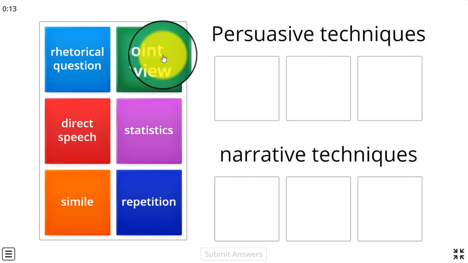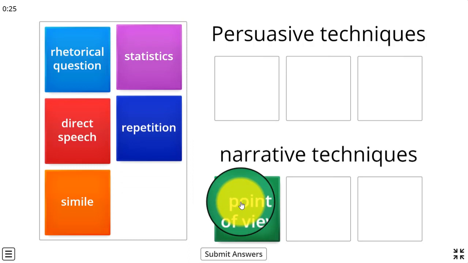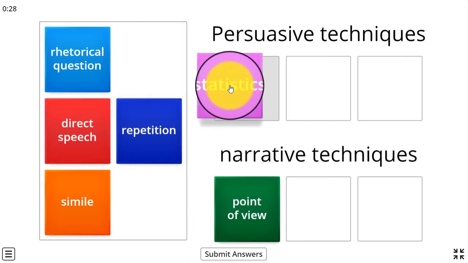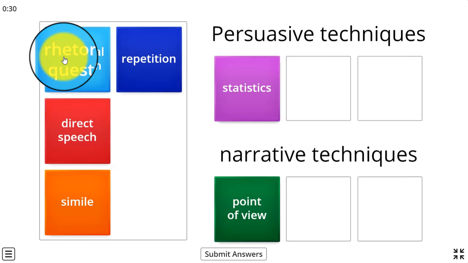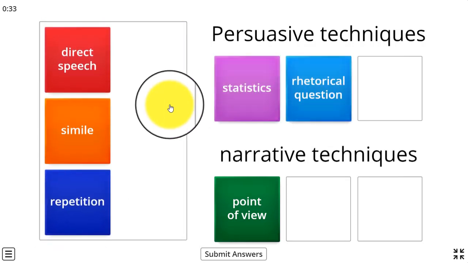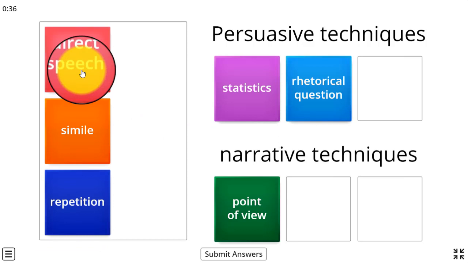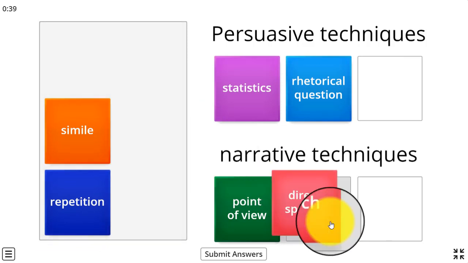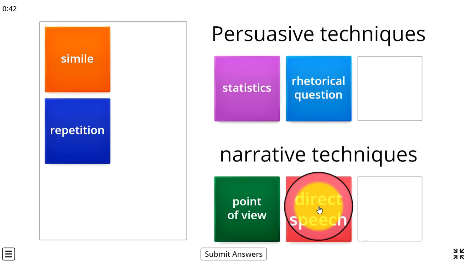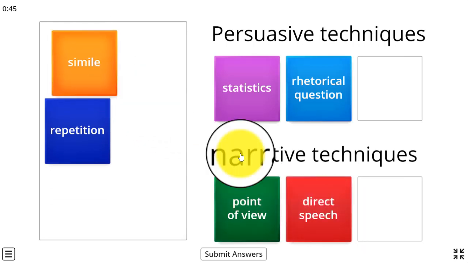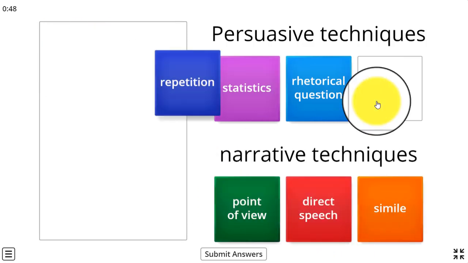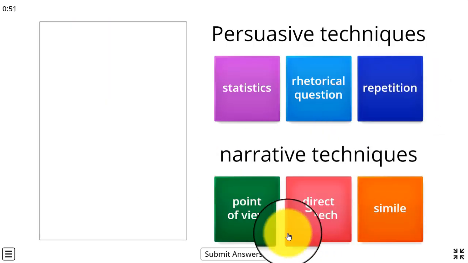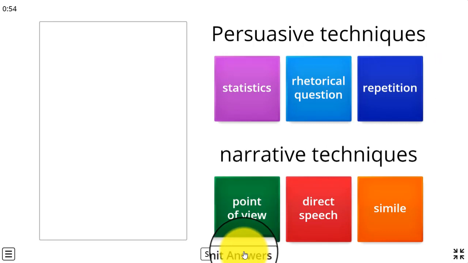Point of view, and here we are talking not about the opinion but about the first person narrator, about the third point of view, so it's a narrative technique. What about statistics? They are used to persuade, the same as rhetorical questions, the same as, yes, the direct speech is used as a narrative technique, and the simile also as a narrative technique, and sometimes you can repeat to convince and persuade. Let's verify your answers.